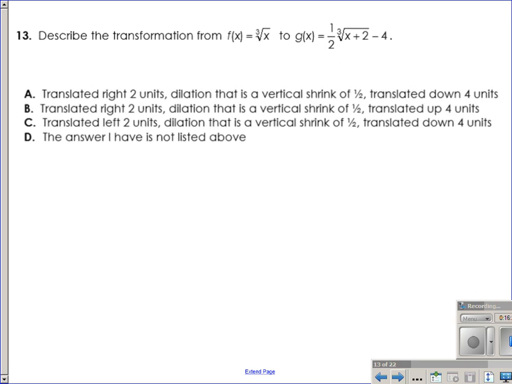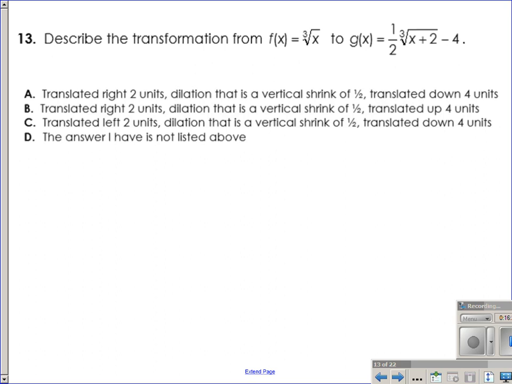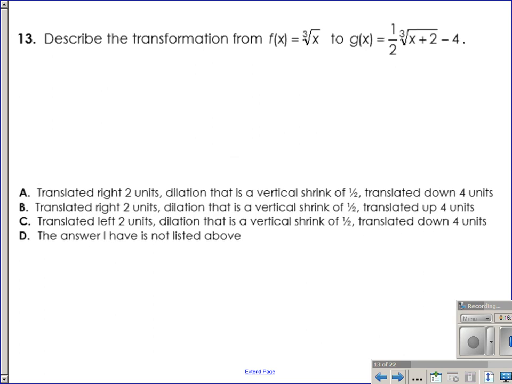Here we go. Here's the problem. Describe the transformation from f of x equals the cubic root of x to g of x equals 1/2 times the cubic root of x plus 2 minus 4. So, your 1/2 here out in front, remember that value tells you if it's stretched or shrunk. Now, since 1/2 is less than 1, that means your graph shrinks. Okay? So I can't eliminate any of them because they all say shrink.